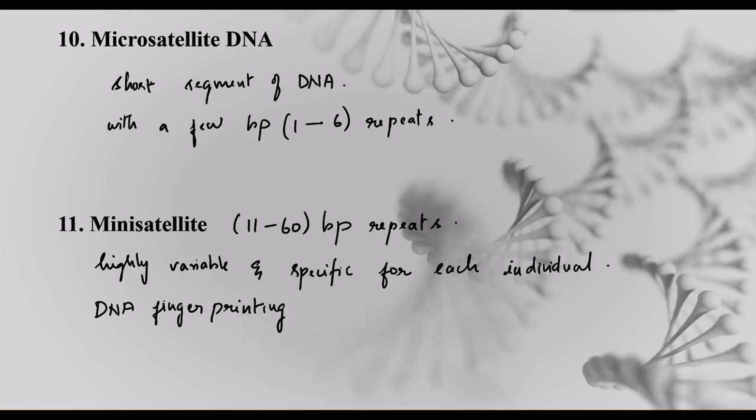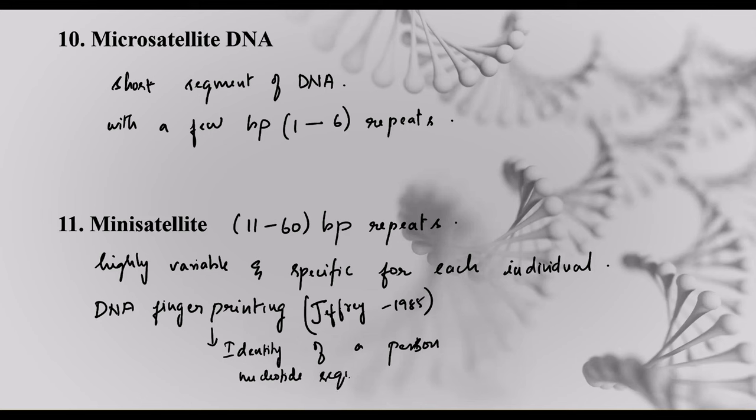I think you all know about DNA fingerprinting. This was discovered by the scientist Jeffrey in the year 1985. DNA fingerprinting is a laboratory technique used to determine the identity of a person. It is based on the nucleotide sequence of certain regions of human DNA that are very unique to the individual. So that is called DNA fingerprinting.